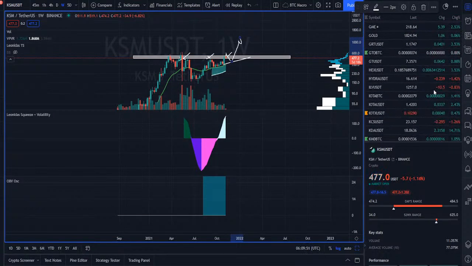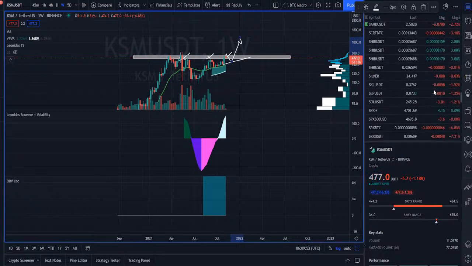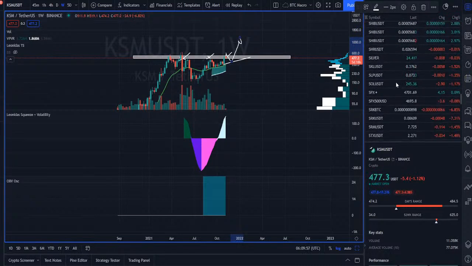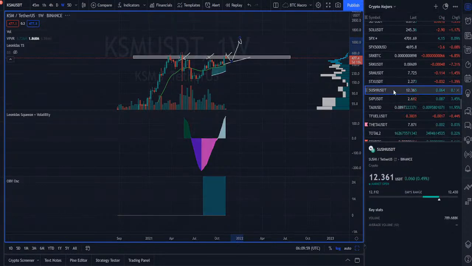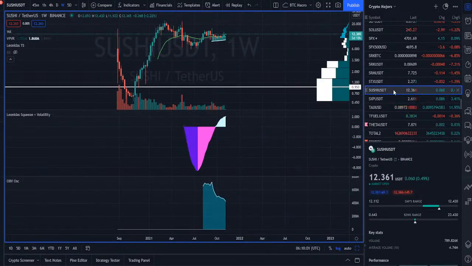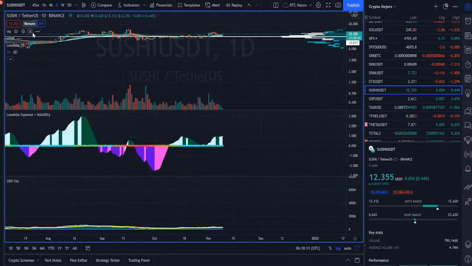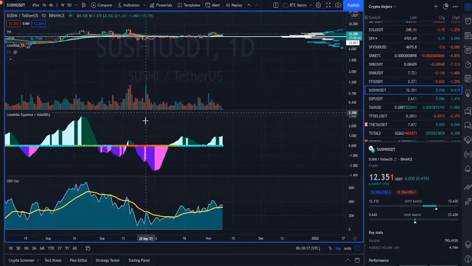Sushi. Okay, let's talk about sushi. Time frame for sushi. You didn't specify the time frame. Maybe one day. First of all, about sushi, I'm bullish. Simple. Weekly is very good. The price action is very good.